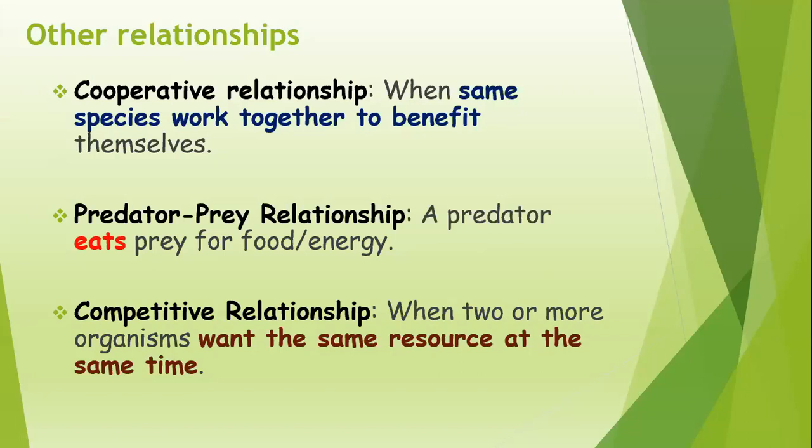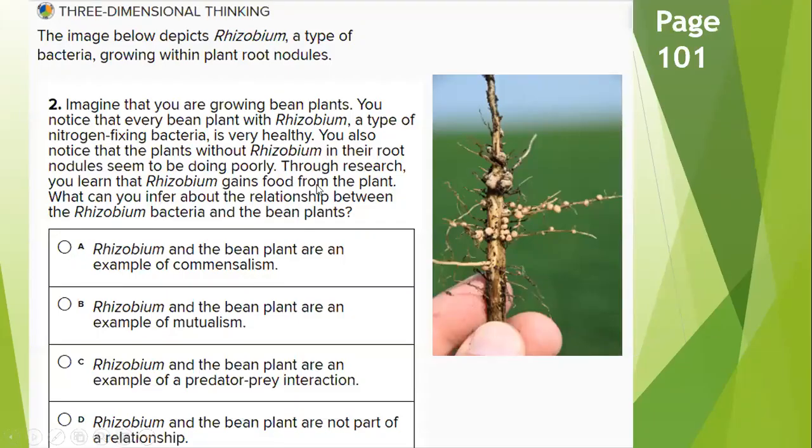Now, on your page number 101, you will see this question here. It is a multiple choice question. It says that imagine you are growing bean plants. Okay. You notice that every bean plant with rhizobium, which is a nitrogen fixing bacteria, is very healthy.